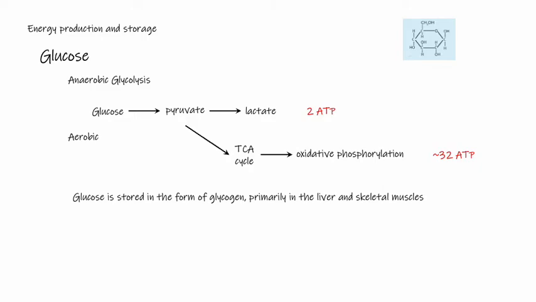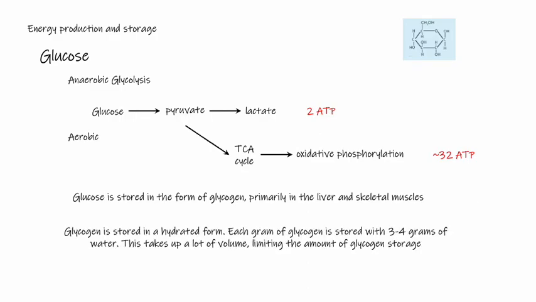Glucose is stored in the form of glycogen. Glycogen is essentially just a bunch of glucose molecules linked together. And we store glycogen primarily in our liver and in our skeletal muscles. Now, the issue with storing glycogen is we store glycogen in a hydrated form, which means it's associated with molecules of water. So each gram of glycogen is stored with about 3 to 4 grams of water. So that takes up a lot of volume, and that's going to limit the total amount of glycogen storage that we can put away in these two organ systems.